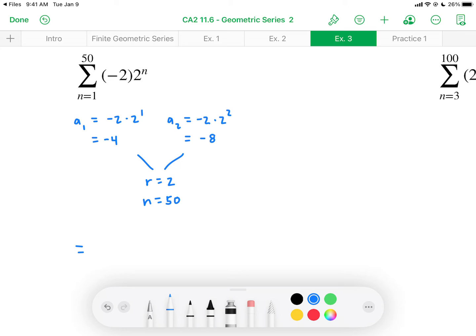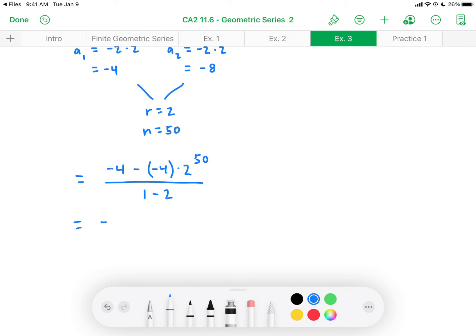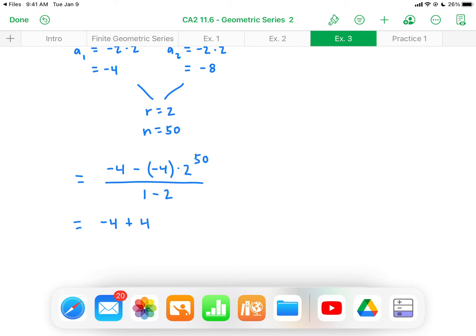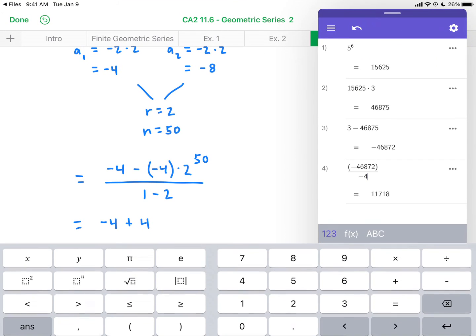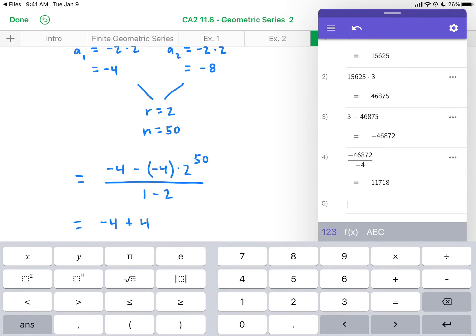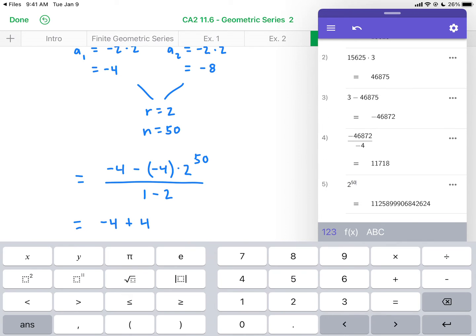Okay, so this sum is going to equal negative 4, our a sub 1 value, minus negative 4 times our r value of 2 to the power of 50, all over 1 minus our r value of 2. All right, 2 to the power of 50. Oh boy, it's giving it to you in scientific notation. 2 to the power of 50. Oh boy, look at that.